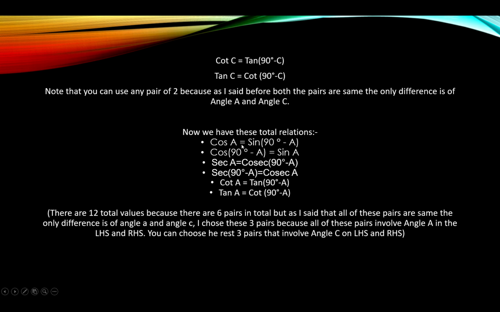You can use the pairs which have angle C in both of the sides, but they follow the same pattern, so it doesn't actually matter. These 6 relations are really important. You have to memorize them, just like you memorized the trigonometric ratios for specific angles. So now let's move on to some questions for your understanding, of course.